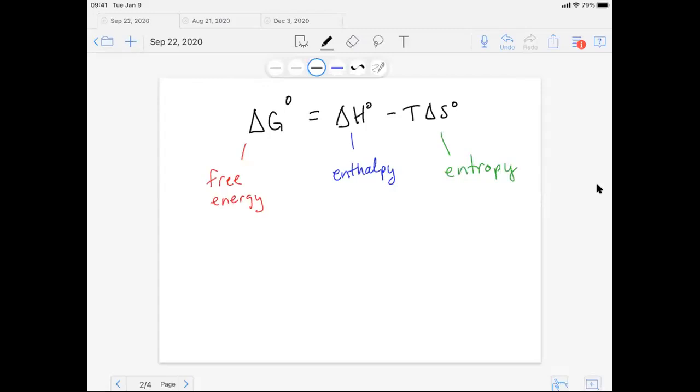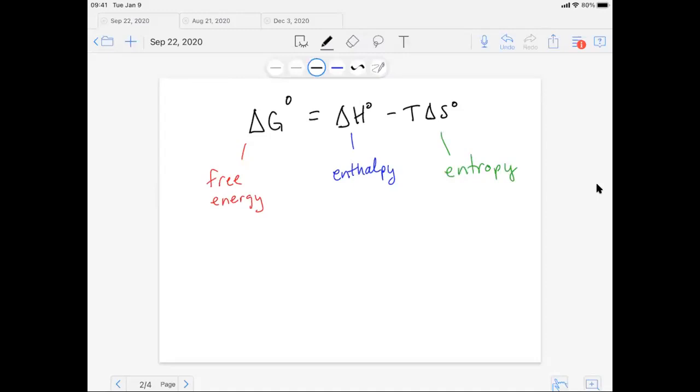That is the free energy component, and the way that they relate enthalpy and entropy is with this equation: delta G = delta H minus T delta S. Now, you have the superscript 0 there, which basically just means standard. So standard free energy, standard enthalpy, and standard entropy.